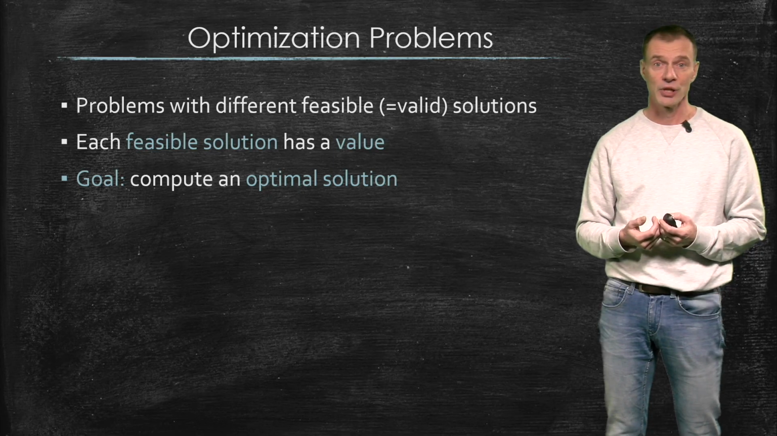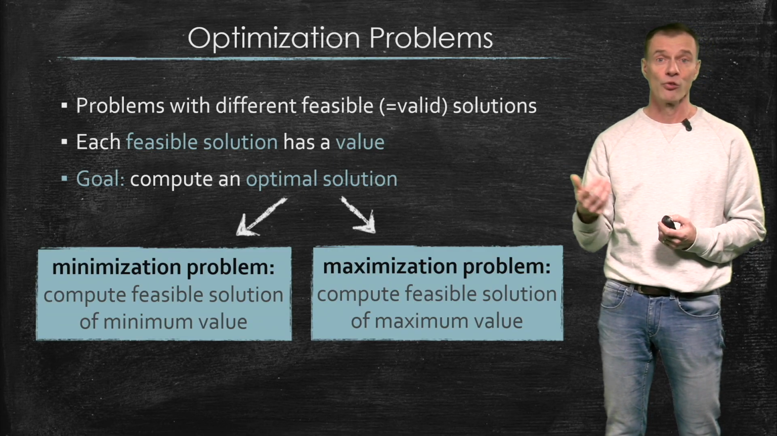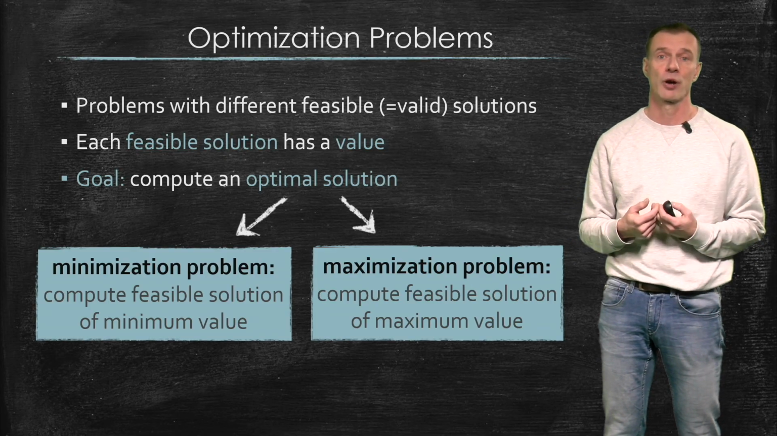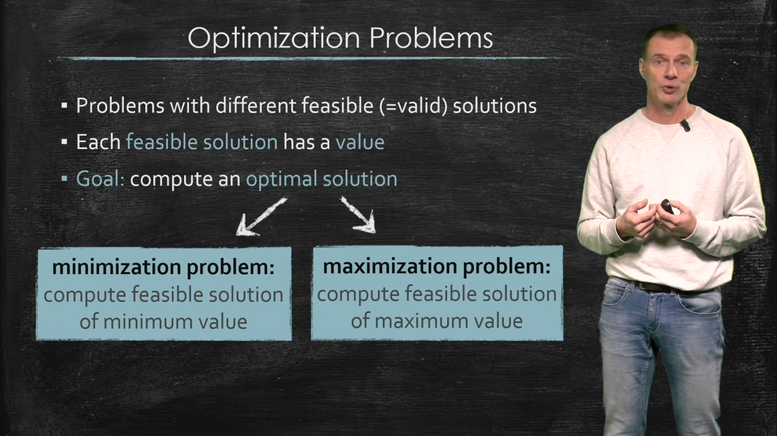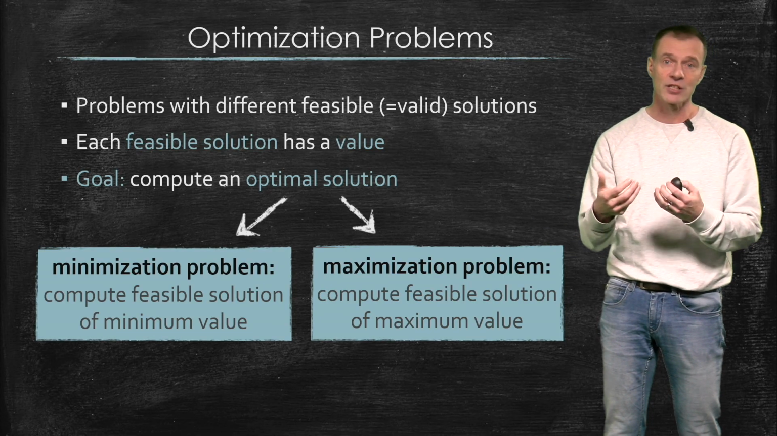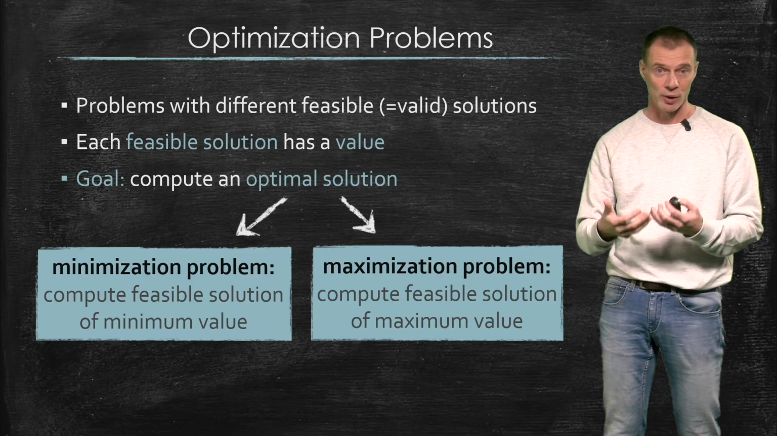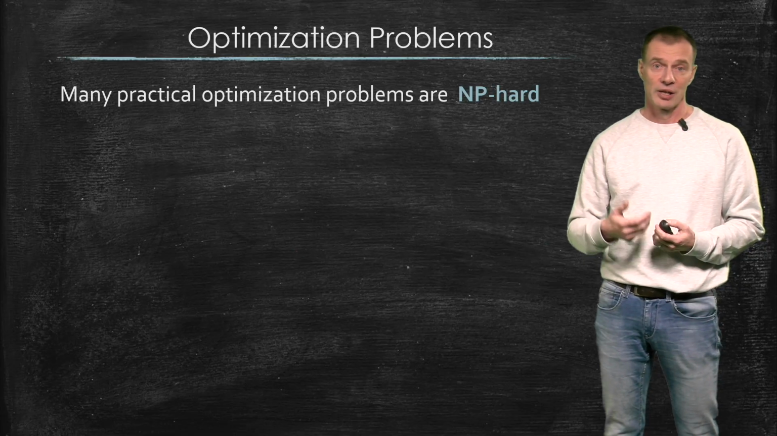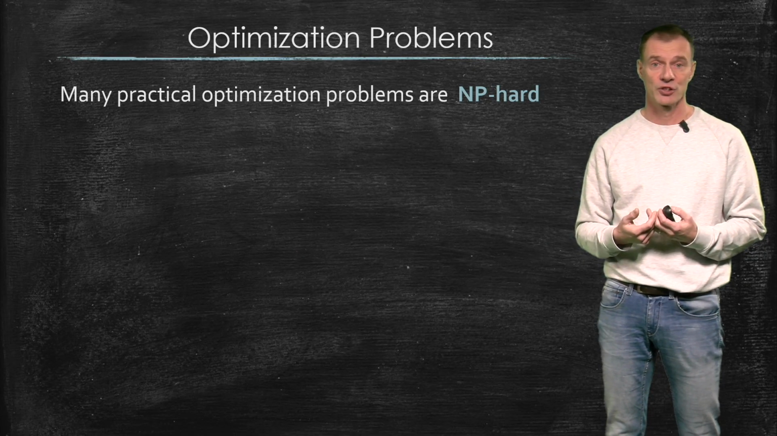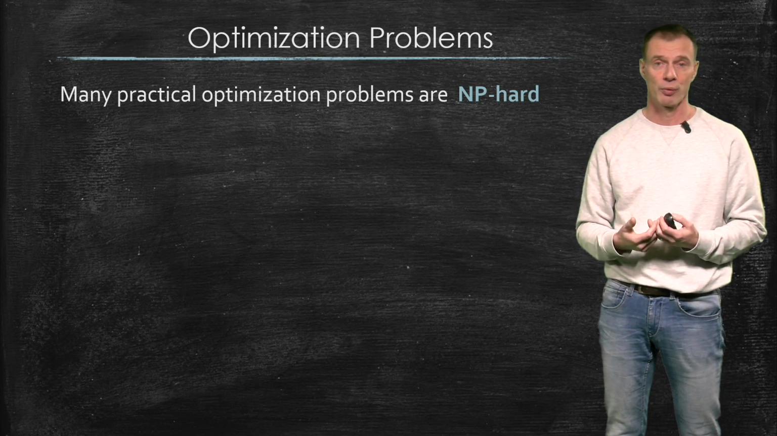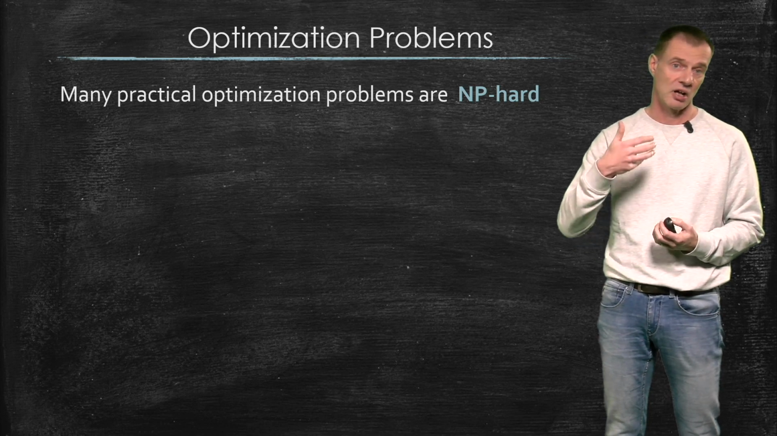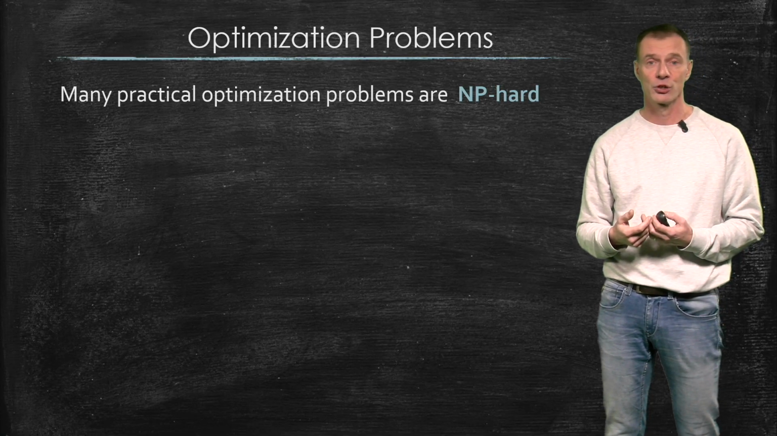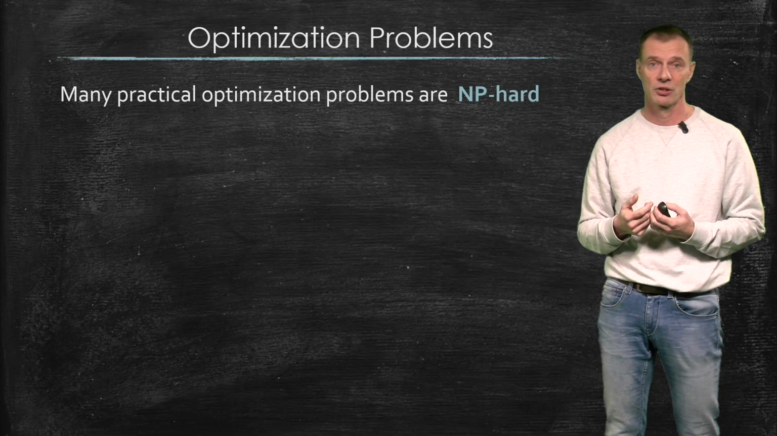And that can either be the solution with a minimal value, right? This would be if the value represents some kind of cost that you have to pay, or it could be the solution with a maximal value, in case the value represents some kind of profit. In practice there are lots and lots of problems that are of this type, that are optimization problems. Problems where you want to find either a solution that minimizes your cost or a solution that maximizes your profit.